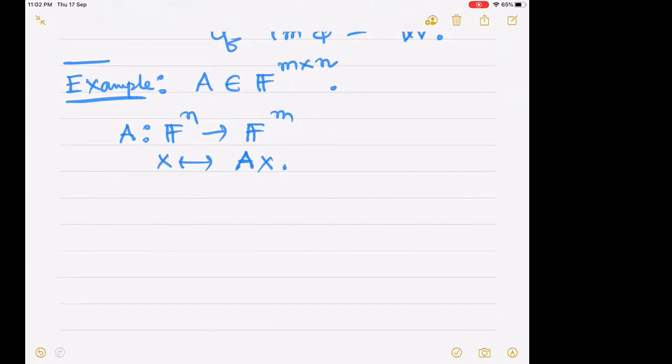Once again we know that rank: dimension of kernel of A plus dimension of image of A is equal to dimension of F^n in this case, which is just n.